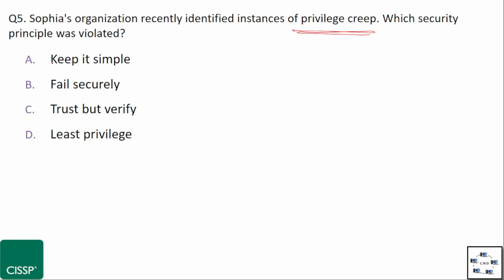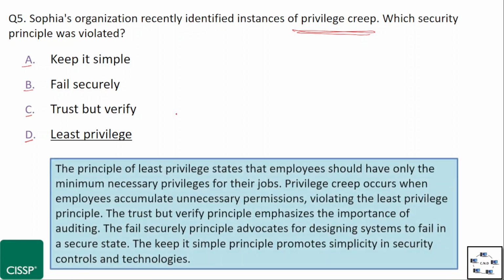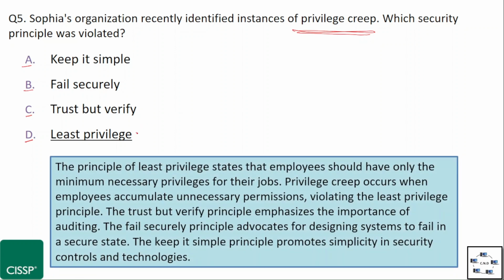The options are option A, keep it simple, option B, fail securely, option C, trust but verify, and option D, least privilege. And the correct option is basically least privilege. So the principle of least privilege states that employees should have only the minimum necessary privileges for their jobs. Privilege creep occurs when employees accumulate unnecessary permissions, violating the least privilege principle.